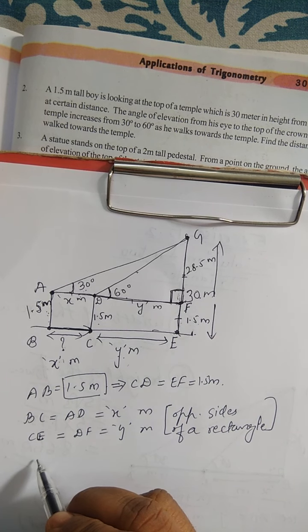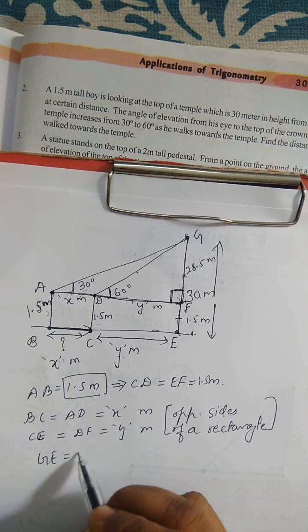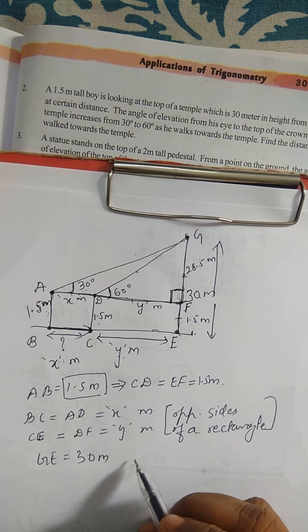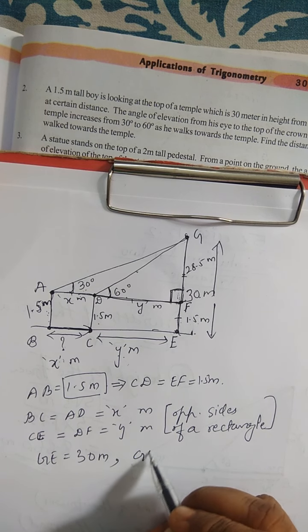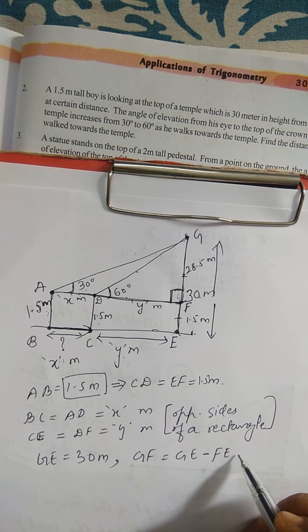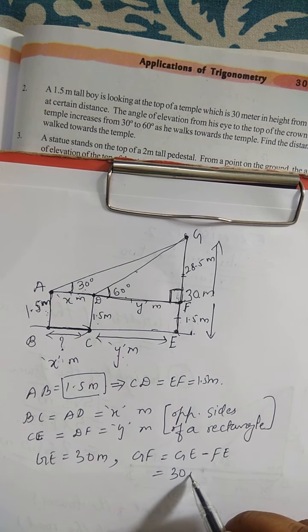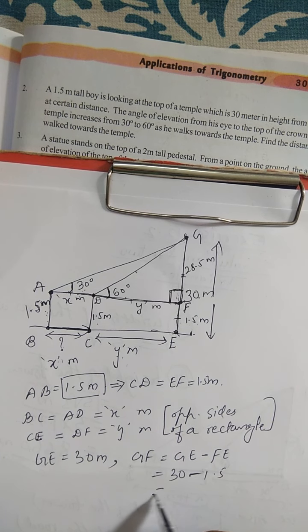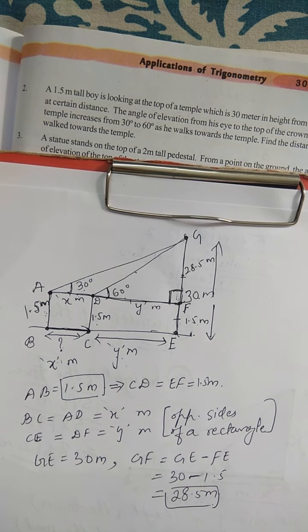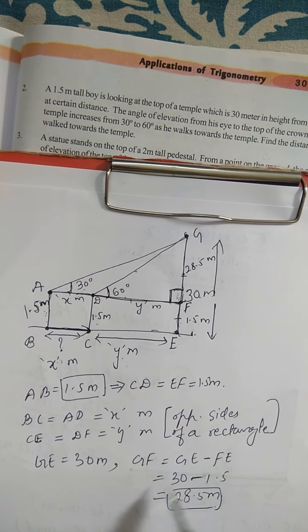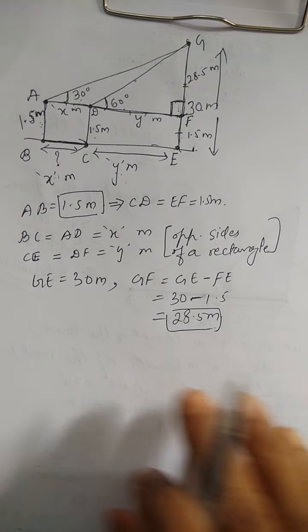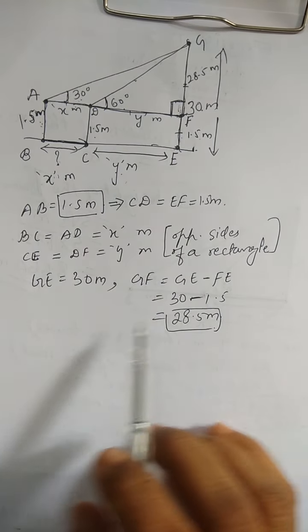Now the full GE is 30 meters. So what will be the value of GF? GE minus FE, that is 30 minus 1.5. That will give you 28.5 meters. Whatever we have calculated here, you have to mention everything while solving; you have to write everything here.